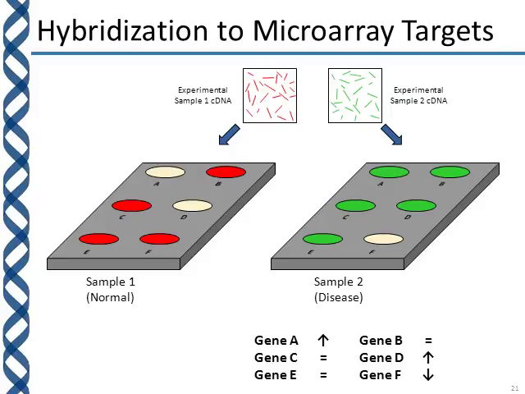Gene E is equal in both the normal and the disease state, whereas gene F is downregulated in the disease state. Since the identity of the gene in each spot is known, we can then say what genes are specifically upregulated and downregulated or equally expressed in the disease condition.